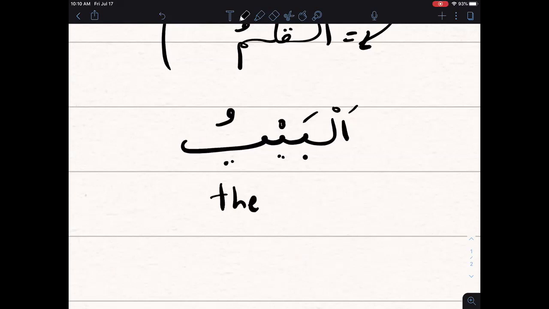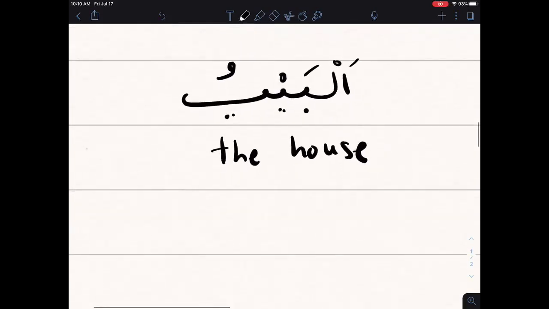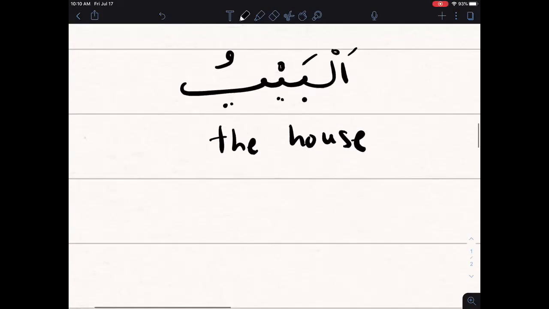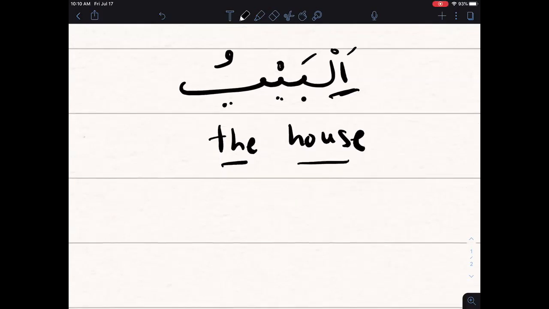Even if somebody writes, don't be shy, just write it down. No problem. If you're not copying, if you had the answer in mind anyway, just write it down. Okay. So the house, right? Because we have alif lam, we have the, and house, baitun, we learned baitun. So how would you translate this one into a house?